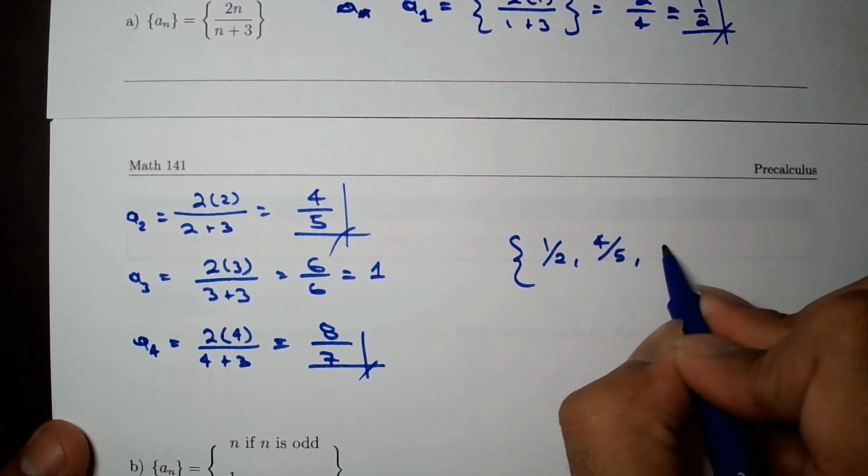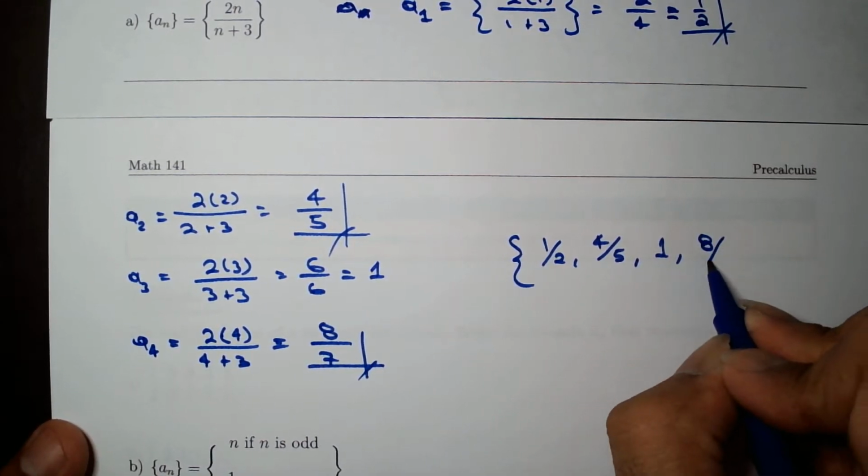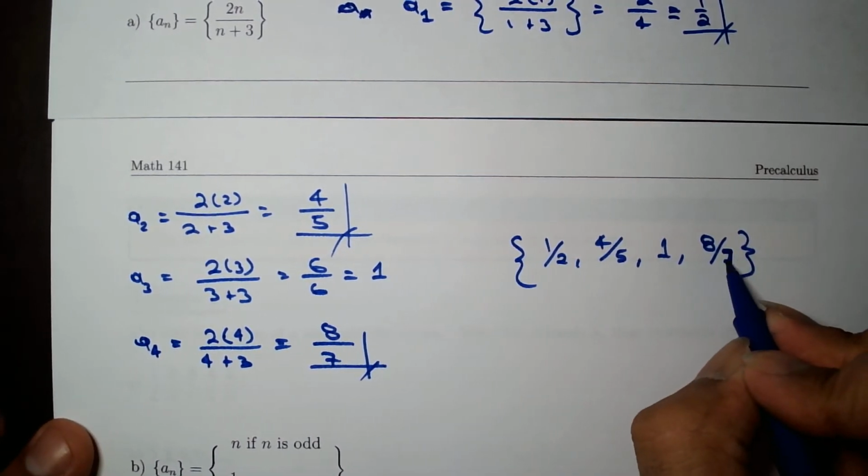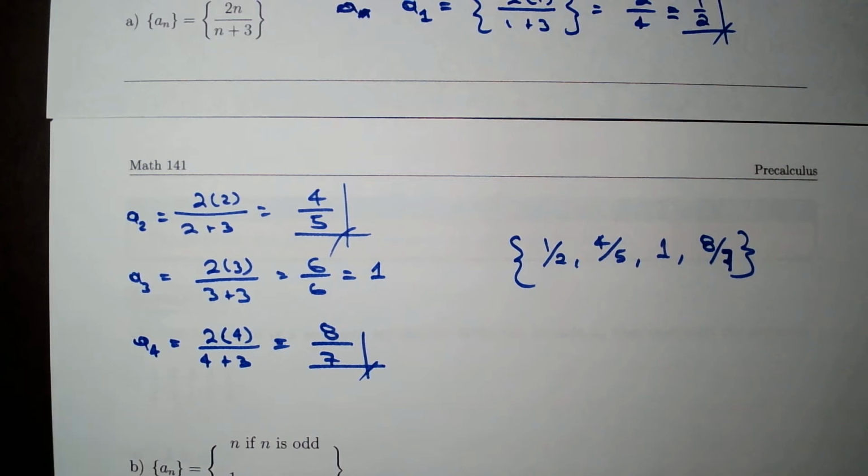So the first 4 terms of the sequence are 1/2, 4/5, 1, and 8/7. In this case, it's a finite sequence because we're not indicating that it goes on forever. They're only asking us for the first 4.